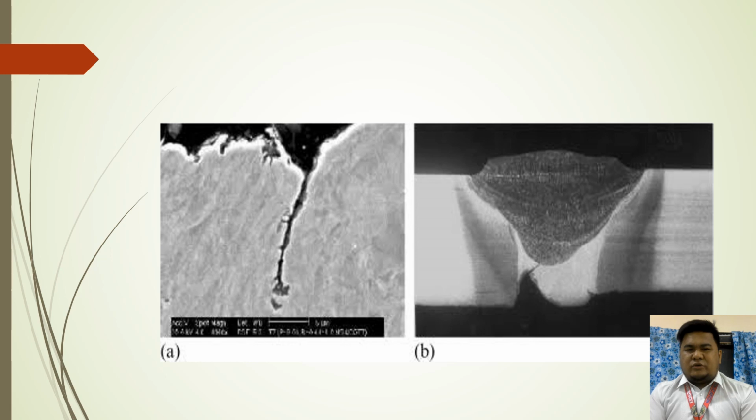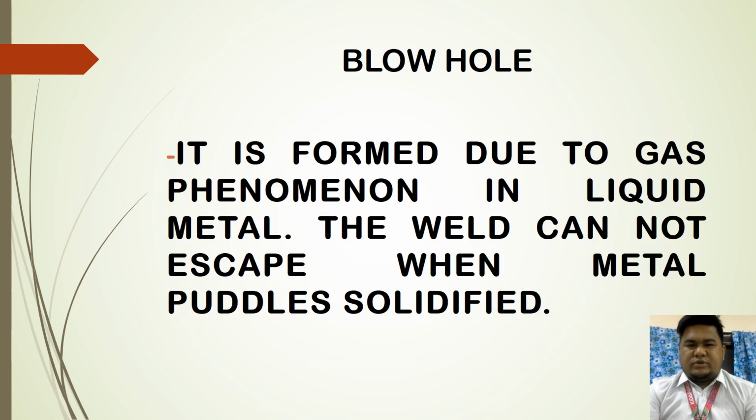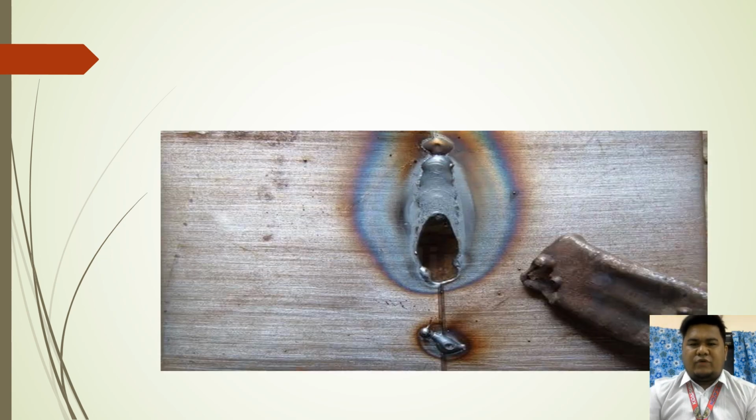Okay, so we'll proceed to another type of weld defect. We are done with our first weld defect, the weld crack. Another type of weld defect is the blowhole. A blowhole is formed due to gas phenomenon in liquid metal. The gas cannot escape when the metal puddle solidifies. Here is an example of our blowhole.